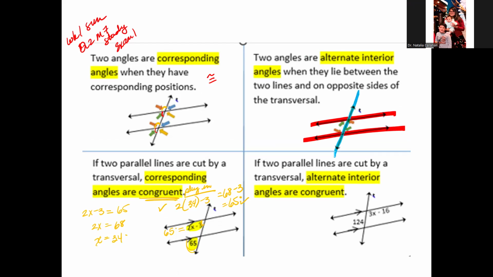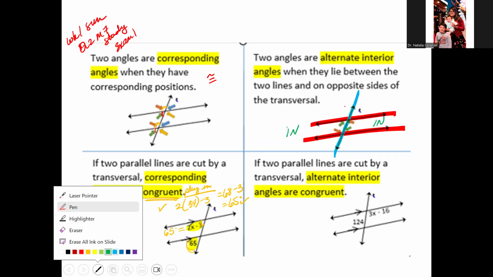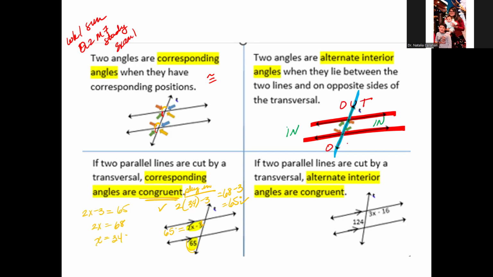Do you see how the alternate interior angles are on the inside? This is the inside. Therefore, it's called interior, right? In, this is in. Right here is out, and right here is out. Out or exterior. Okay, so you know where the interior and exterior are. Alternate means on opposite side. Do you see the orange arrows are pointing on opposite sides?